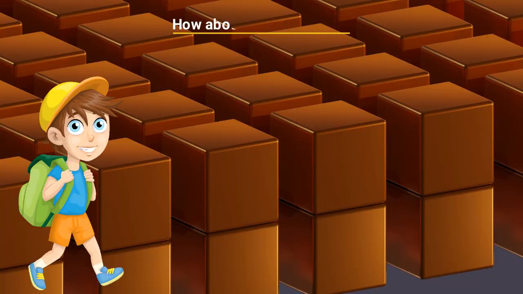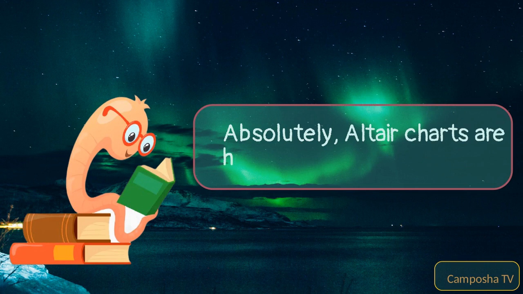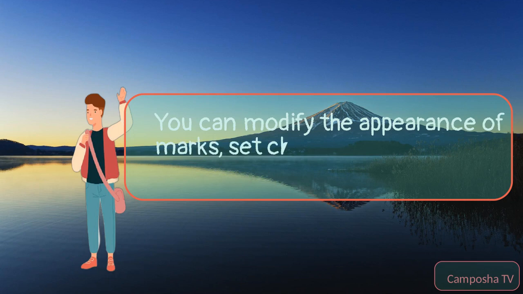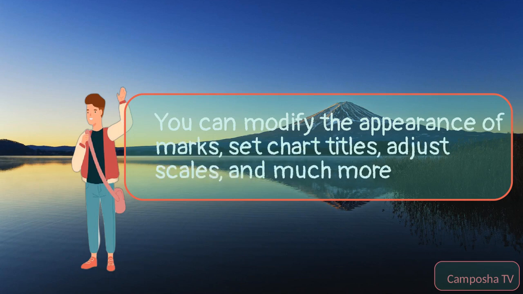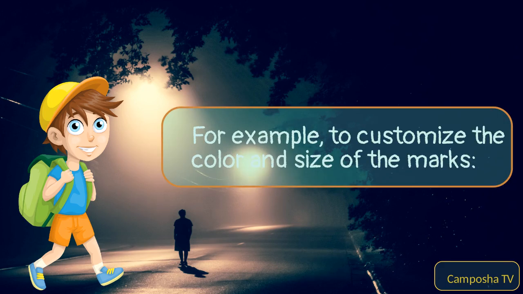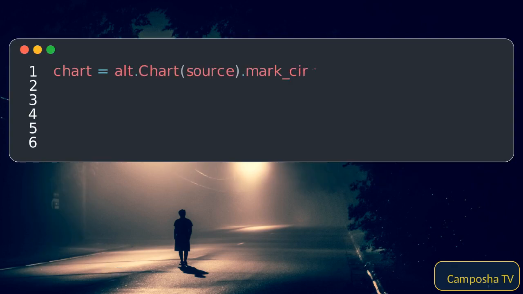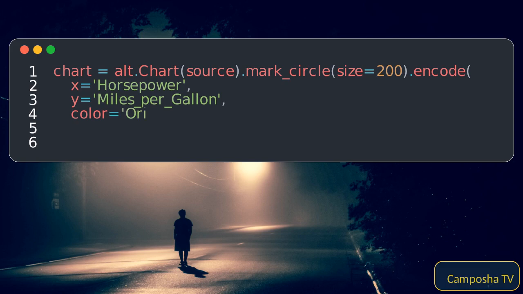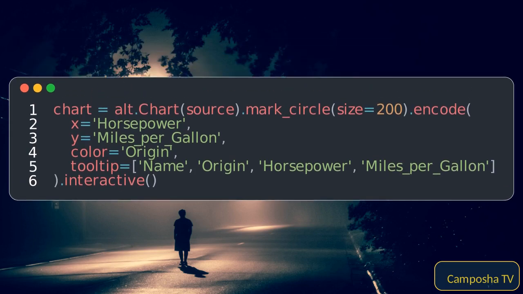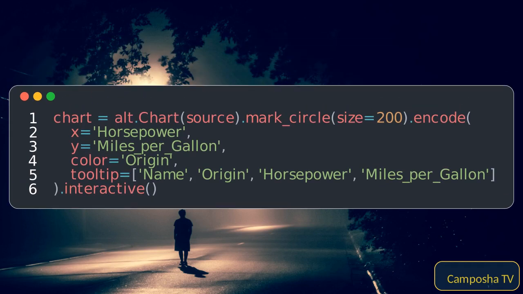How about customization? Can I tweak the aesthetics to fit my presentation style? Absolutely, Altair charts are highly customizable. You can modify the appearance of marks, set chart titles, adjust scales, and much more. For example, to customize the color and size of the marks. This code will increase the size of the points and color them by their origin.